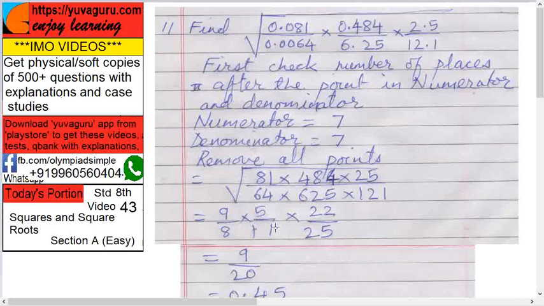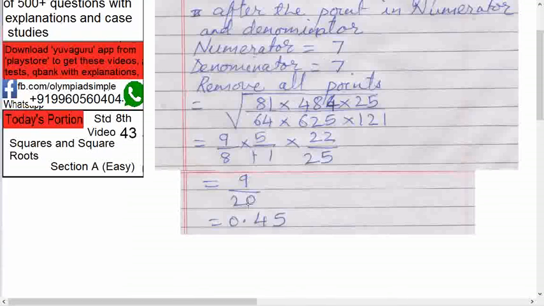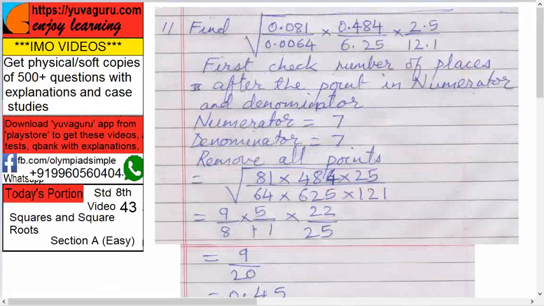Okay, solve this. 11 ones are 11, 11 twos are 22, 5 ones are 5, 5 fives are 25, and so on. You will get 9 upon 20. Now if the answer is 9 upon 20 in the exam, keep it as it is, or else solve this. 9 upon 20 is what? 0.45. Okay, divide this, you will get 0.45.